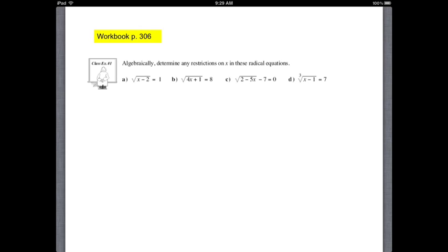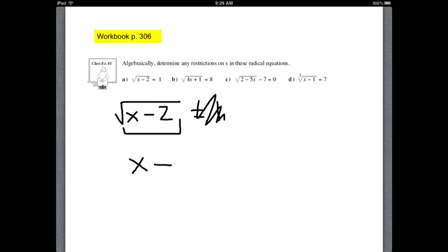When solving radical equations, we have to determine any restrictions on x, basically because we can't have any negative roots. Let's start with a, for example. We have the square root of x minus 2 equal to 1. Don't worry about solving the equation. We don't need that equals 1 part. All we need to do is solve this so that we do not have a negative answer. 0 is okay, but no negatives.